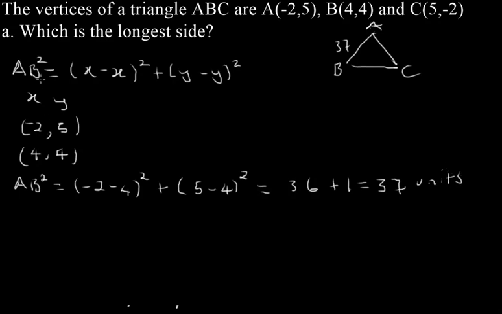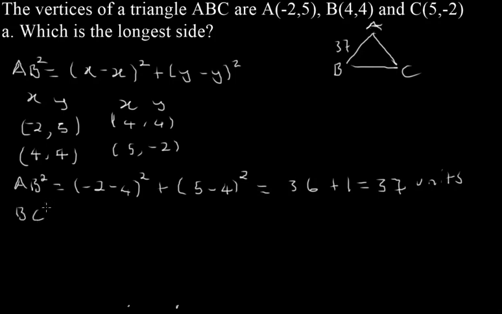Let's come to BC. So for BC, we're going to have to do the same. So x, y, and what values do we have for the coordinates of B? We've got 4, 4. And for the coordinates of C, we've got 5, negative 2. So we do the same.